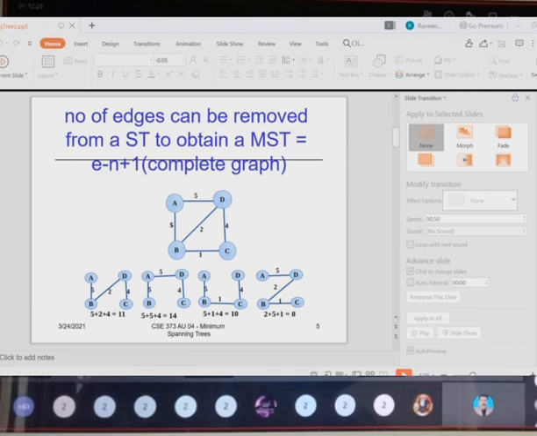So this is the procedure of Prim's algorithm by which we can obtain the minimum spanning tree. During programs we'll have the pseudocode for this, and we'll construct a program to obtain the MST of a graph.